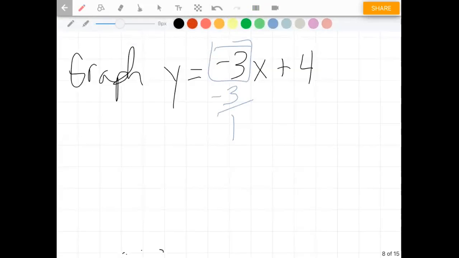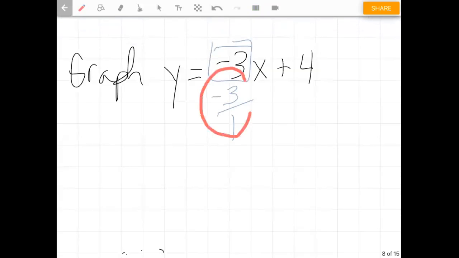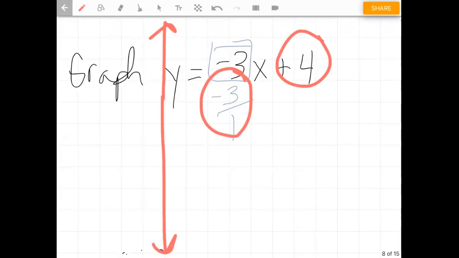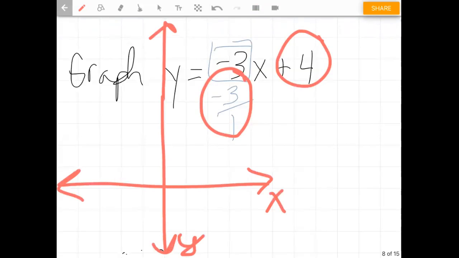All right, so hopefully you were able to graph this. So again, we talked about your slope is -3/1. Your y-intercept is 4. So here's our xy axis. So if you were going to graph this, the first point you're going to plot is the +4 because that's your y-intercept. So 1, 2, 3, 4. Now your slope is -3/1.